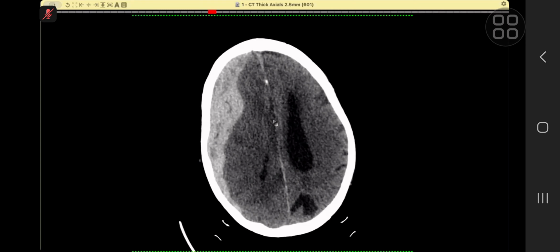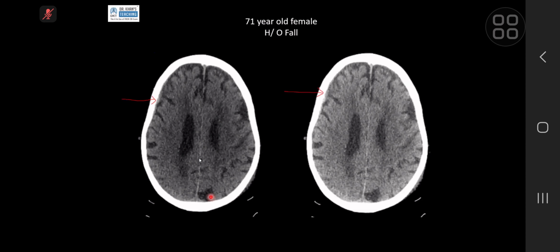So if you see here, very subtle finding, something is happening here where I'm pointing out. And this is the usual window. This is the subdural window. This is the usual window, and this is the subdural window.